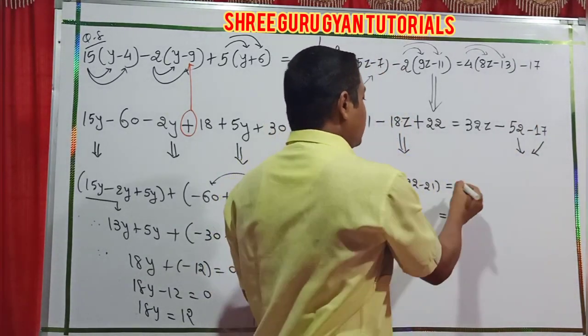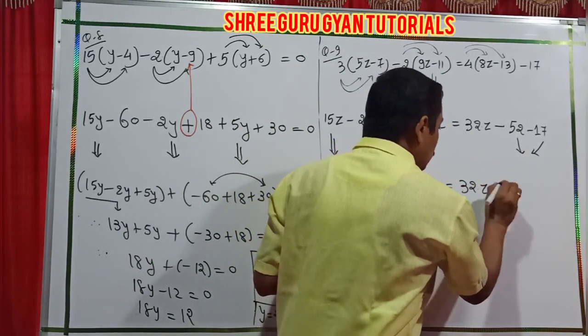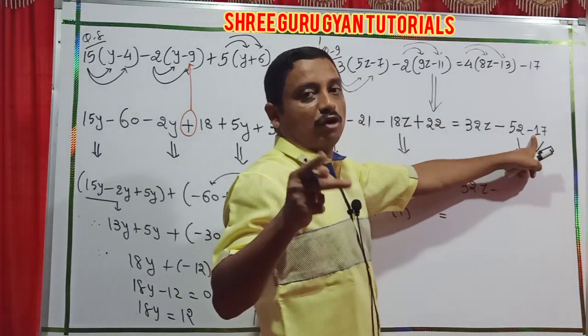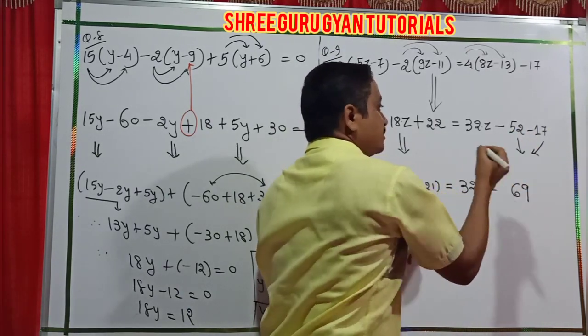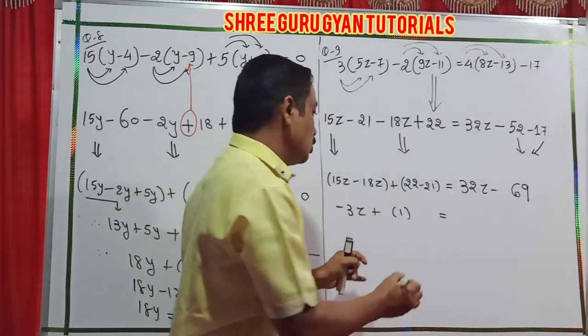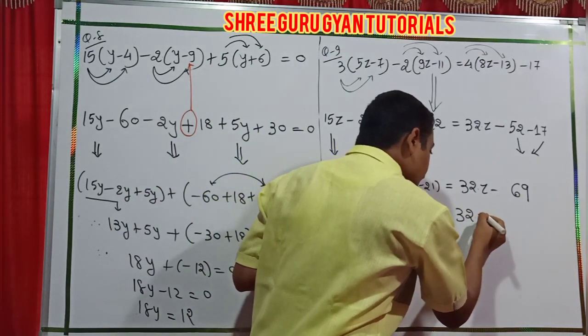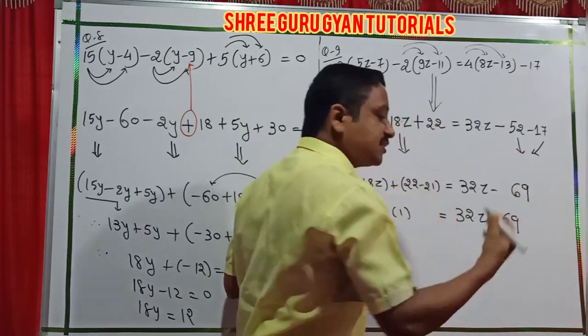Yes, so you make the common and combine both values. Minus minus plus, but the symbol is minus. 7 plus 2 is 9, 5 plus 1 is 6. It is 69. So here 32z minus 69 is the same as.